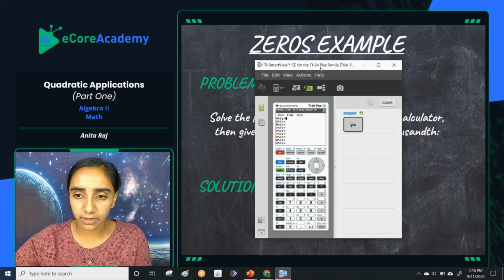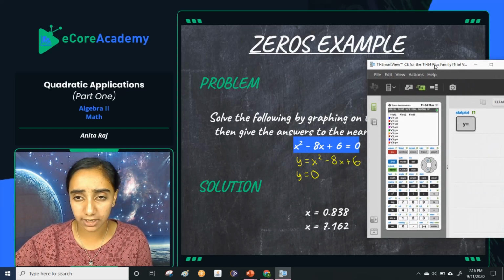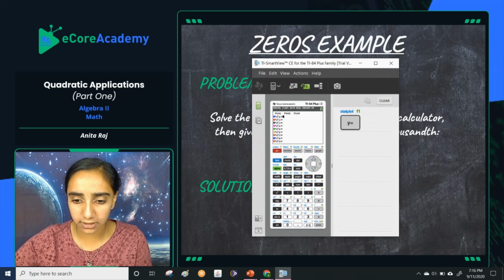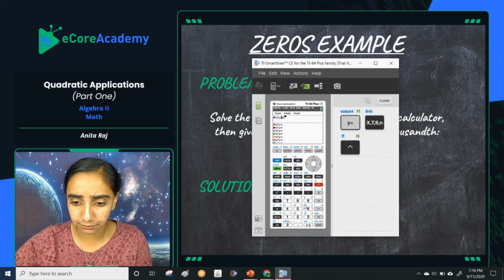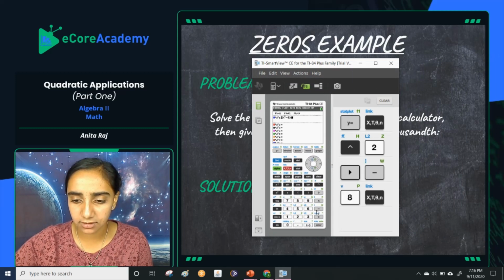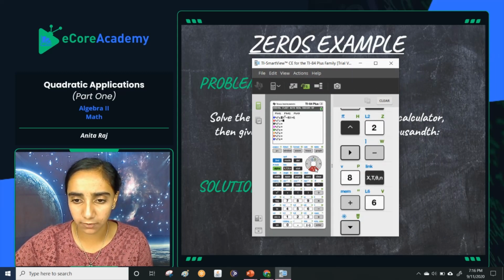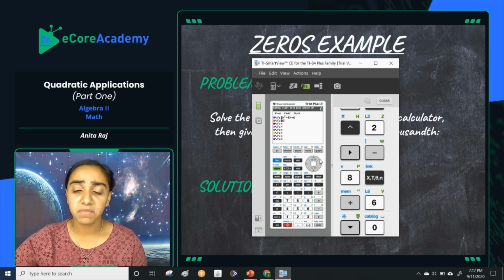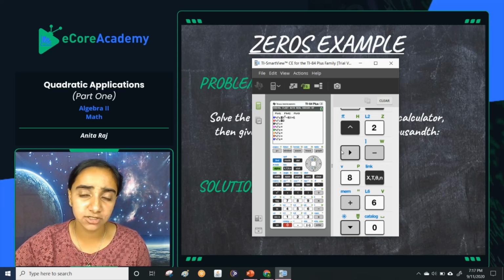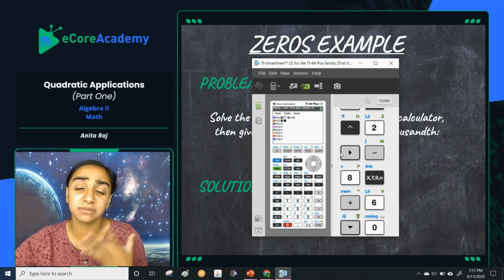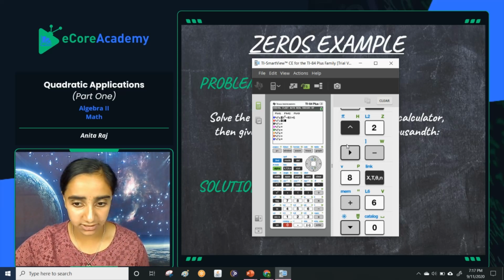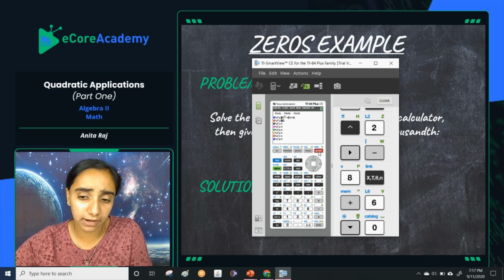So in our y1, we want to enter this first equation in red. I've written y equals x squared minus 8x plus 6. So that's what we're going to be entering first. So y1 is x squared minus 8x plus 6. In our y2, we want to enter that y equals 0. So I'm just going to type 0 and we're done. That's just going to represent the x-axis. So it's easier for us to find the intersection because now we've actually made it a line. The calculator is now able to find the points where it intersects. And in order to see these two, let's hit graph just so we can see them.